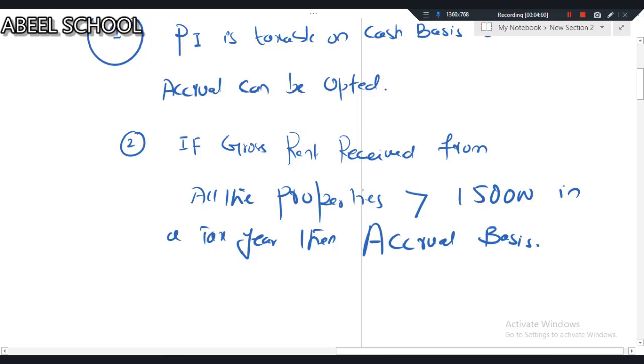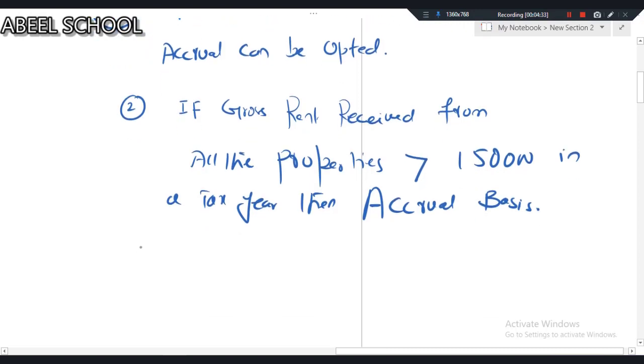It is possible that one individual has a number of properties. If someone has a number of properties, and the rent received, only the rent received, exceeds 1,50,000 in a tax year, then that individual will follow accrual basis. So normally property income is taxable on cash basis, but accrual basis can be opted. If the rent received from those properties is more than 1,50,000, then that individual will have to go only for accrual basis.